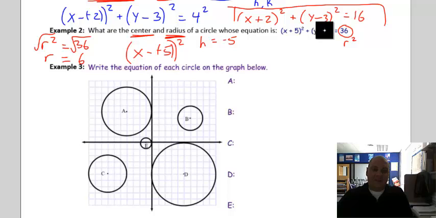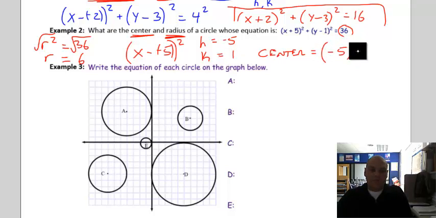H is -5, and then k would be +1, because y minus k, right? So k must be 1. So my center point is going to be the point -5, 1. And again, that just came from right here.